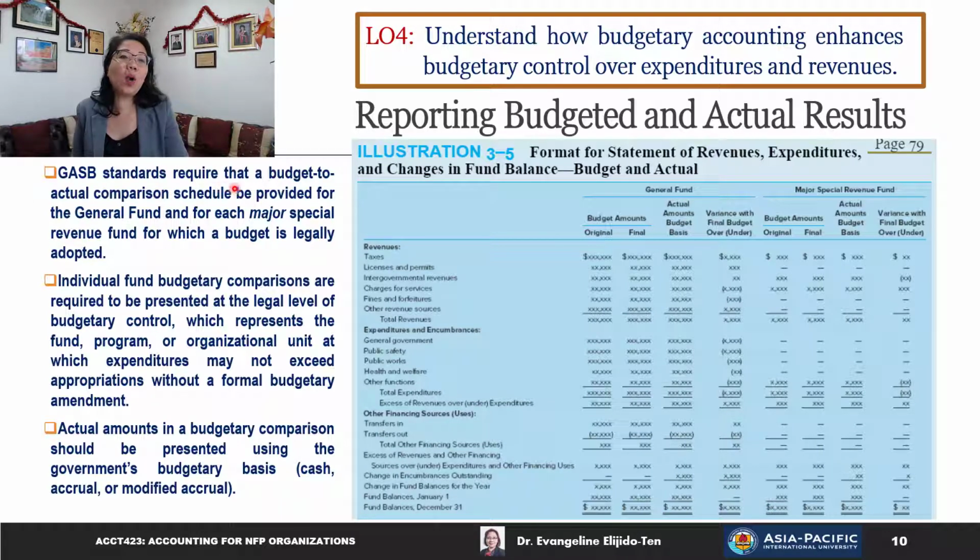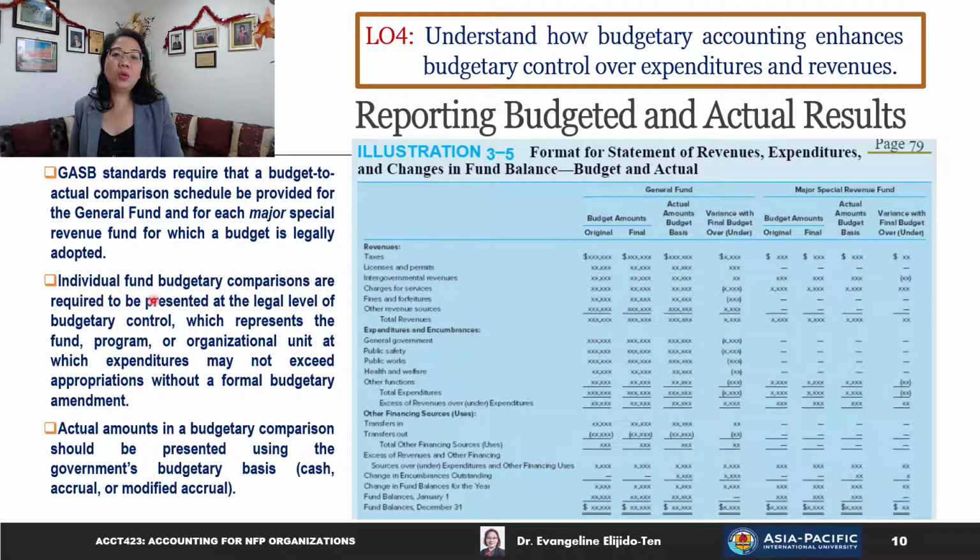GASB standards require that a budget to actual comparison schedule be provided for the general fund and for each major special revenue fund for which a budget is legally adopted. You would recall in topic 1 that we always have a separate column for the general fund and each major fund. And the reported budgeted and actual results format of the statement of revenues, expenditures, and changes in fund balance is shown in illustration 3-5 of your textbook.